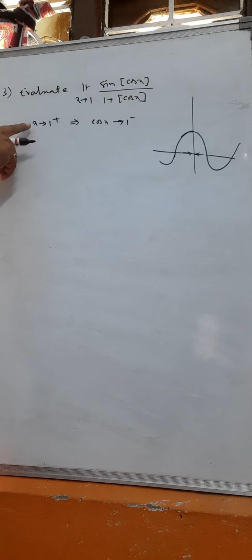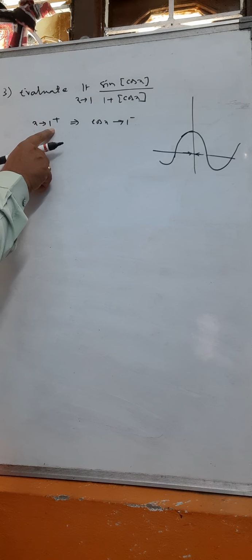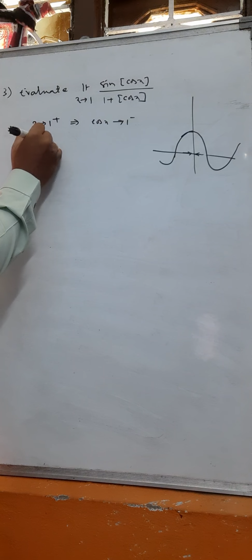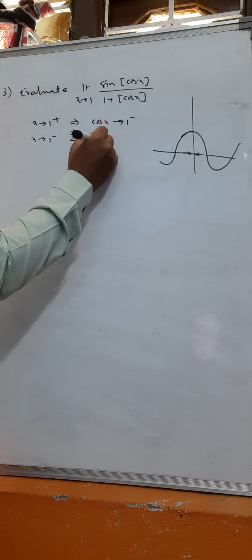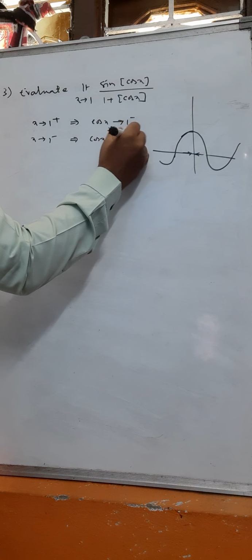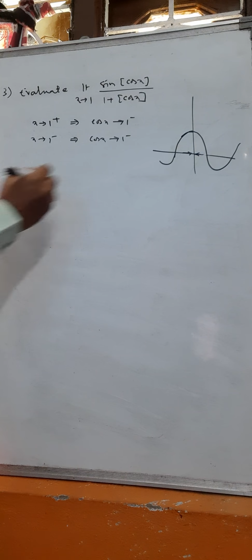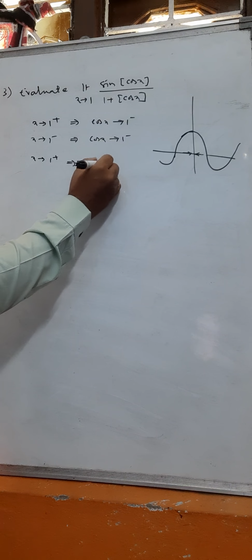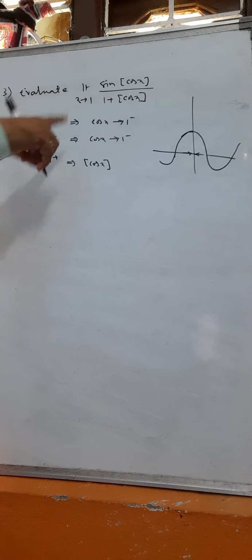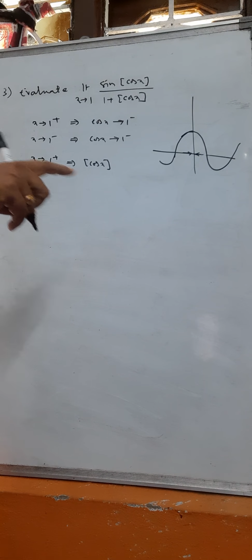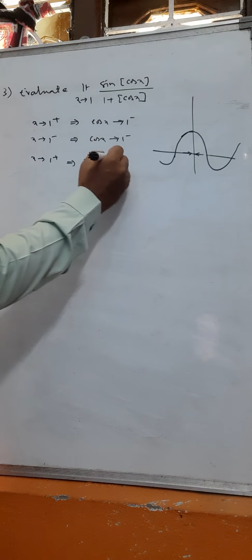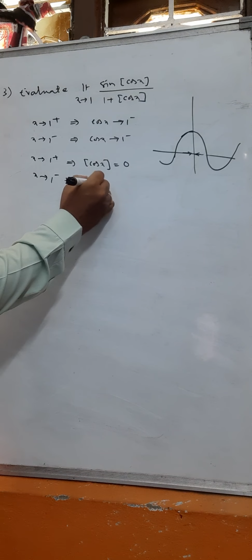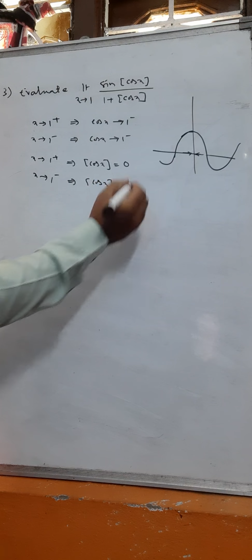That means if x is 1 plus, cos x is tending to 1 minus, near to 1, and if x is tending to 1 minus also, the cos x value is tending to 1 minus only. So in both cases, when x is tending to 1 plus, step of cos x is 1 minus, 1 minus means 0.9999 something, so we will get 0. When x is tending to 1 minus also, the step value of cos x is equal to 0.